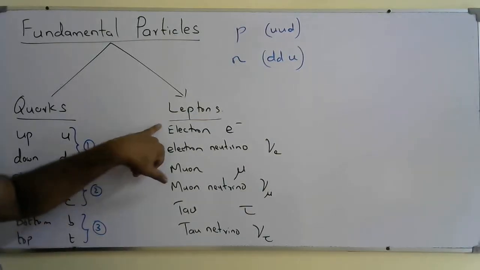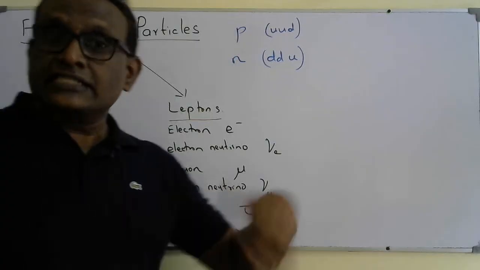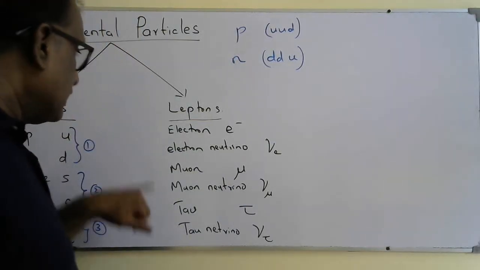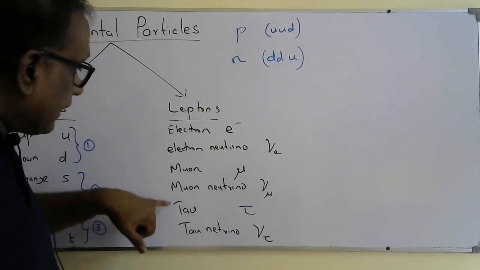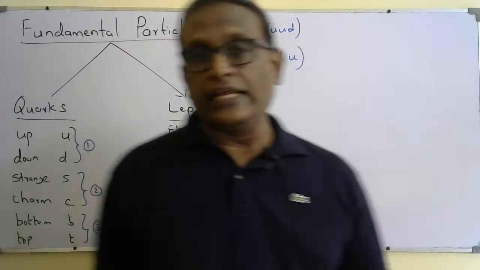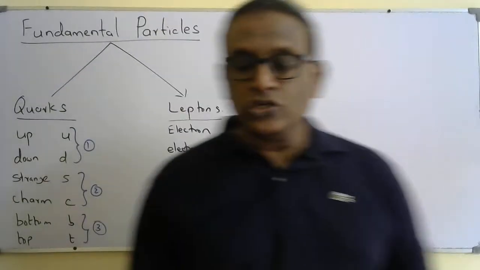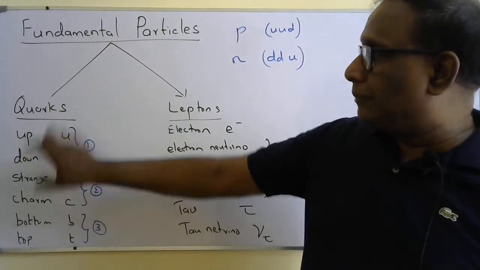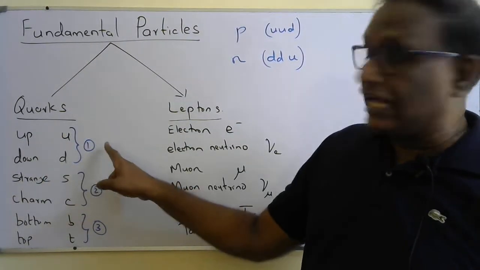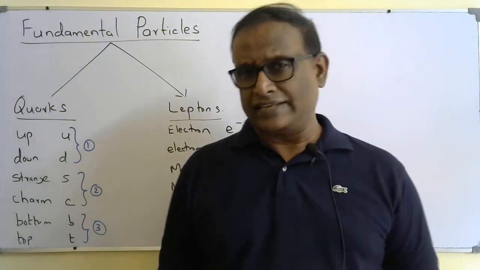In the same way, the electron exists in the atom. Electron neutrino is released during fusion reactions. And the other leptons, like muon and tau, are also created during particle interactions. You can see that up quark and down quark are first generation. They were identified long ago, somewhere in the 1950s, I think.